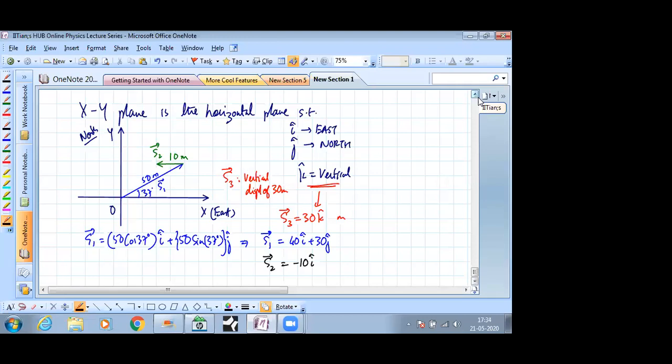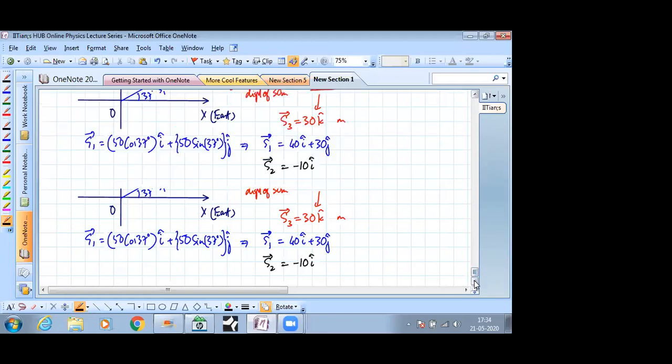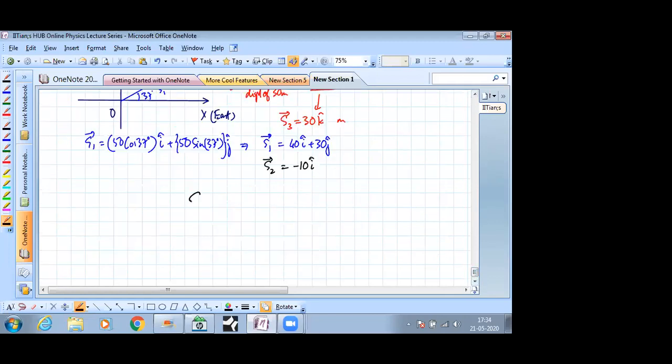Okay, so people done with this? Anybody got the answer, the final answer? Yes, very good. So its magnitude now you can see will become 30 root 3. So the net displacement, for which we have to just do the vector sum of S1 plus S2 plus S3. When you work out that vector sum, you will get 30 I cap plus 30 j cap plus 30 k cap, all of them in meters.